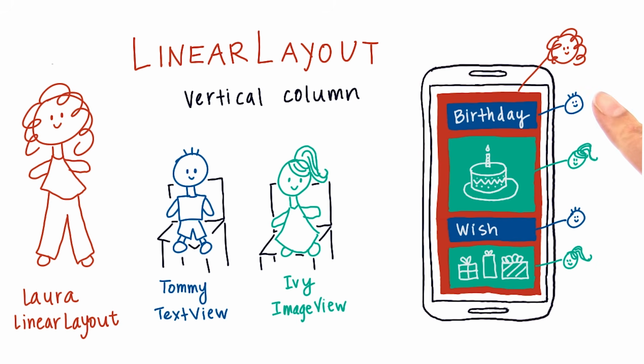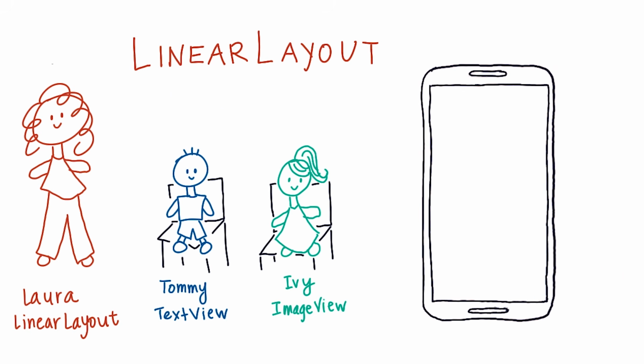Notice how we're not limited to just one text view and one image view. We can put as many of them as we want in here, as well as other types of views. So this is Tommy, and this is his brother Timmy, and this is Ivy and her twin sister Irene. Or the linear layout can arrange its children views in a horizontal row, like this.